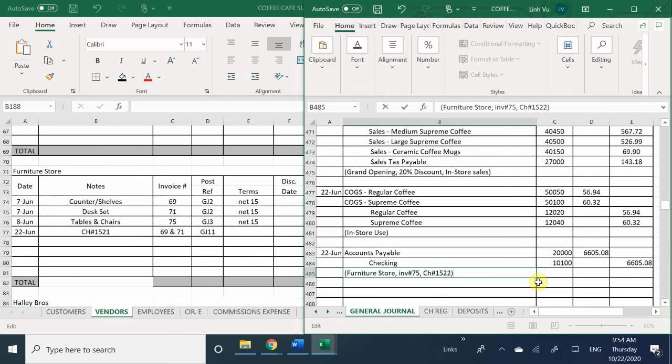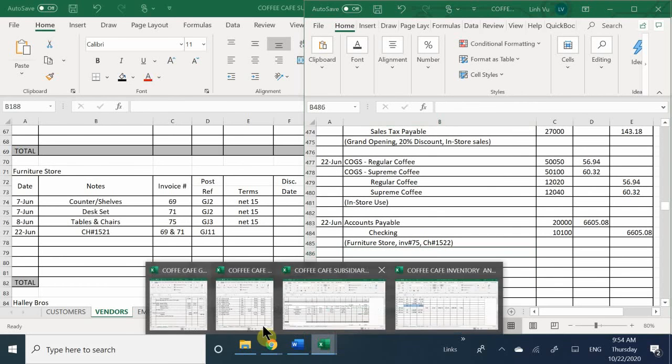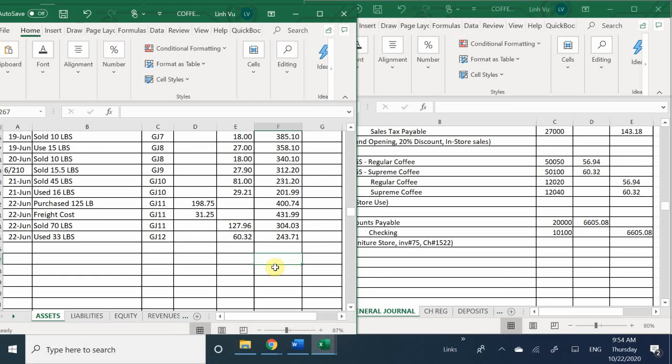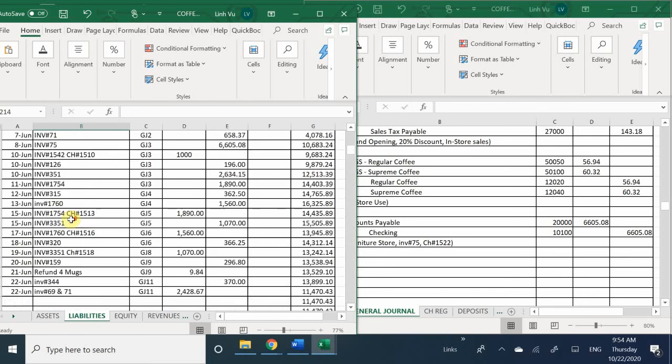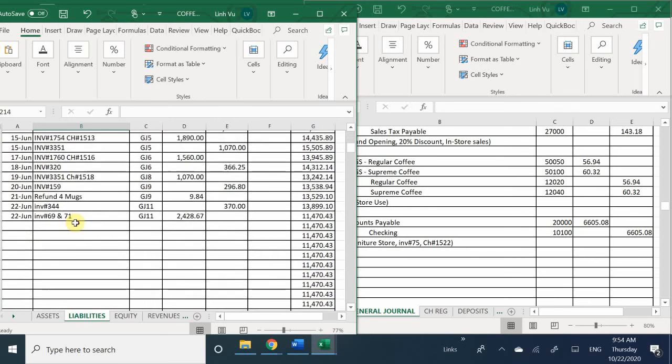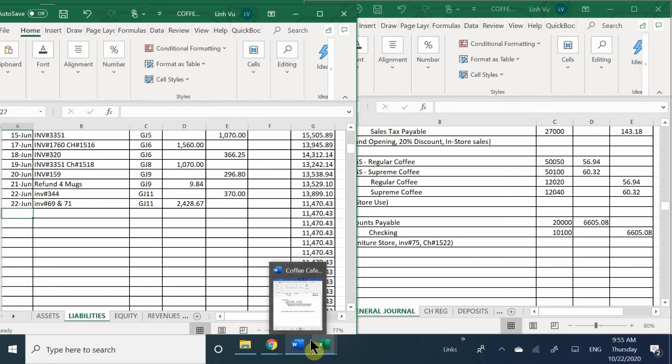All right. And then we're going to move on to the ledger. Good. Ledger. Accounts payable. Yes, ma'am. Liabilities. Good. Invoice 75. GJ 12. Debit 660508.